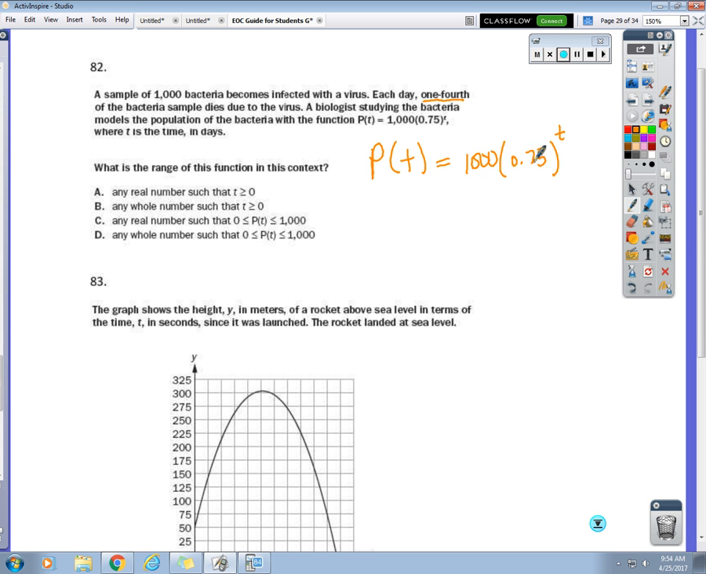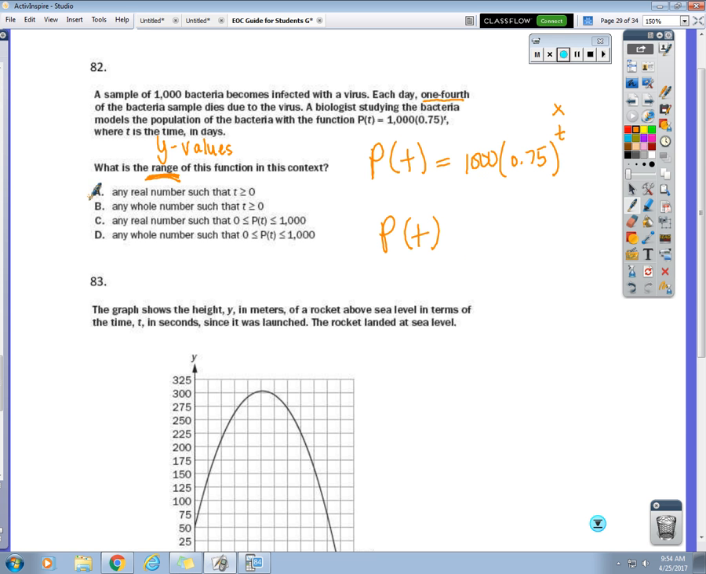Does that make sense? Okay, they want to know what is the range. Okay, well when you hear the word range, what do you think of? Y values. But in this particular function, we don't see a Y. What's the same as Y over here? P of T. Isn't P of T where Y normally is and T is where X normally is? So P of T is your Y's. So what can that help you do with your choices?